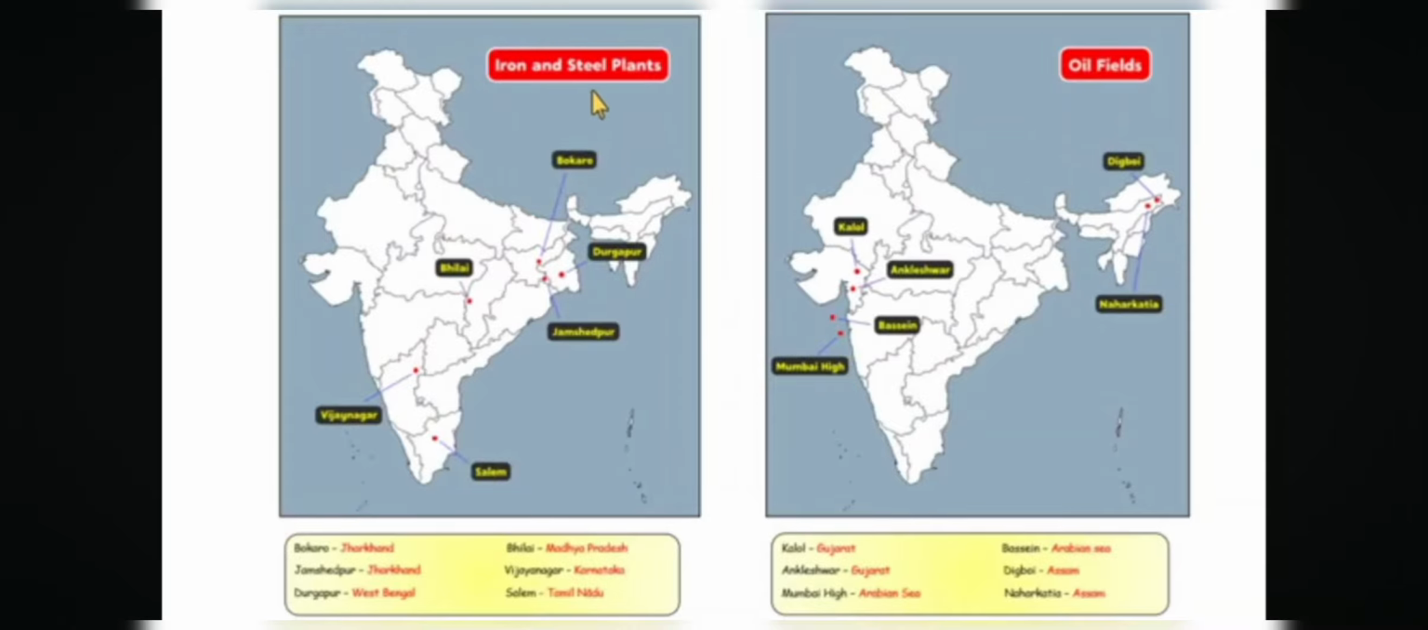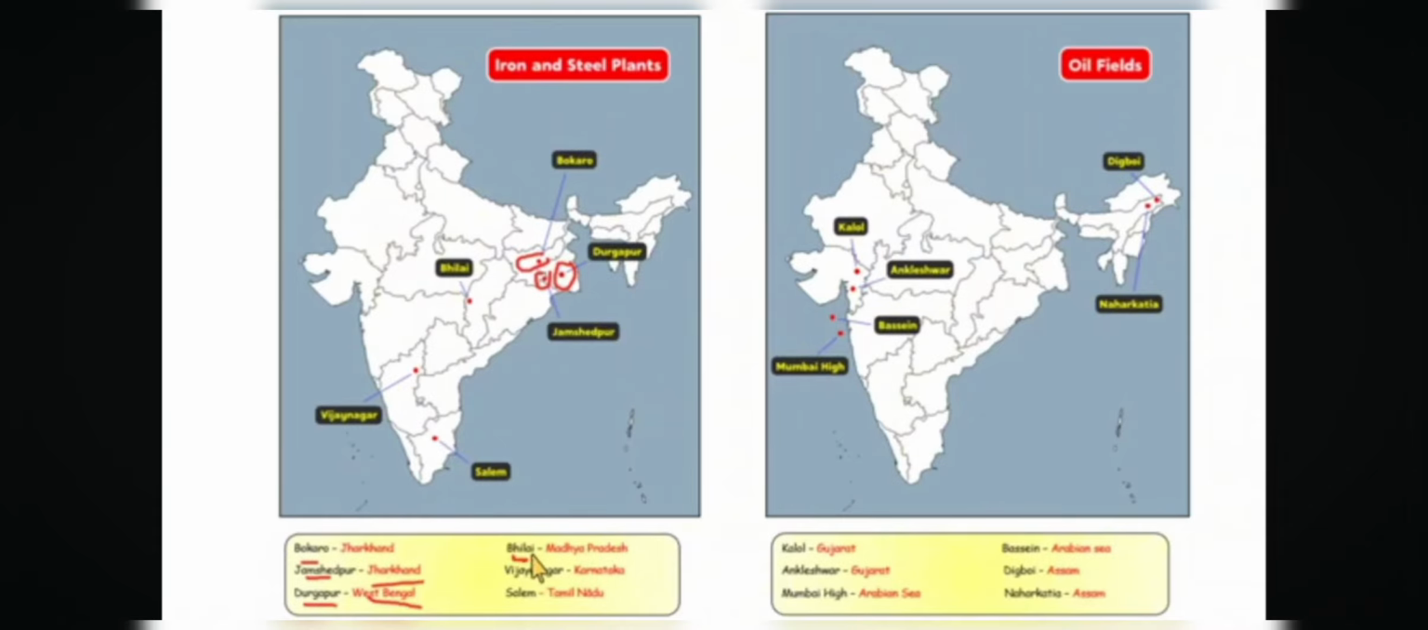Next, there's iron and steel plants. Here are some iron and steel plants. For example, there's Bokaro. Where is it? In Jharkhand. Look here. Bokaro is here in Jharkhand. Next, there's Jamshedpur. Jamshedpur is also in Jharkhand. There are iron and steel plants here too. Right here, Jamshedpur is right around Bokaro. Next, there's Durgapur, which is in West Bengal. So West Bengal, Durgapur will be here.